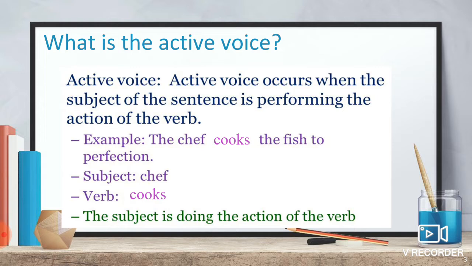So let's look at the following example. We have: the chef cooks the fish to perfection. What is the subject here? The chef. What is he doing? He cooks. Okay, so this is a regular sentence and this sentence is in the active voice.